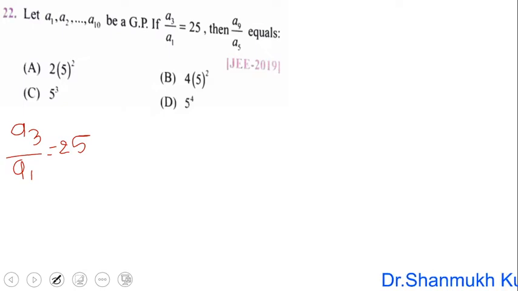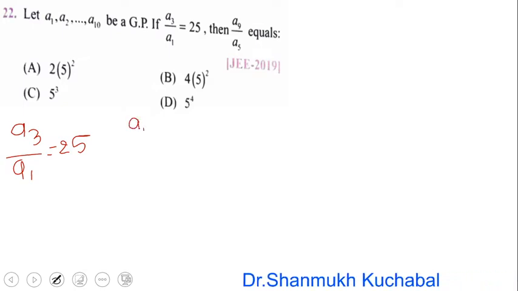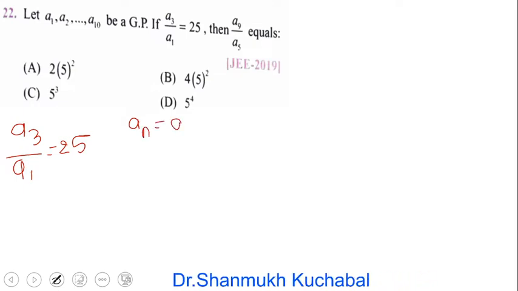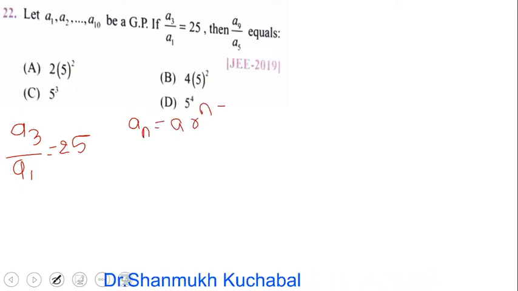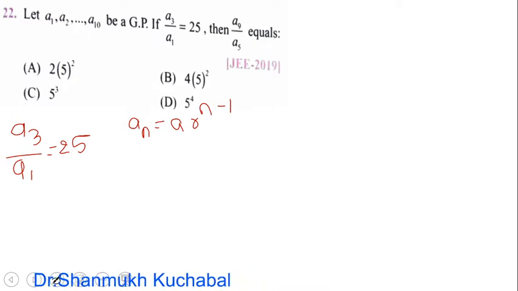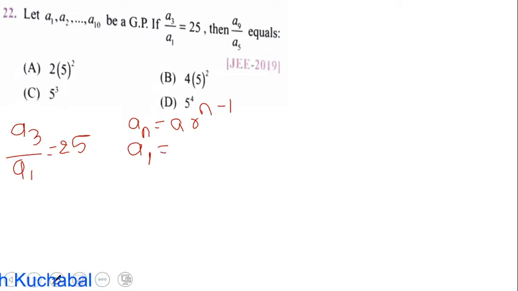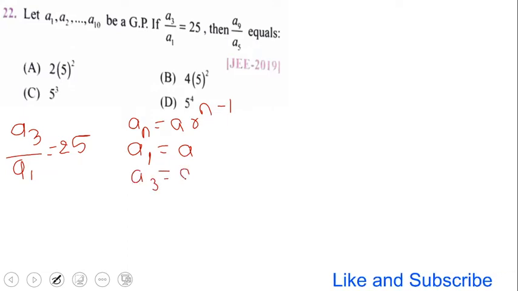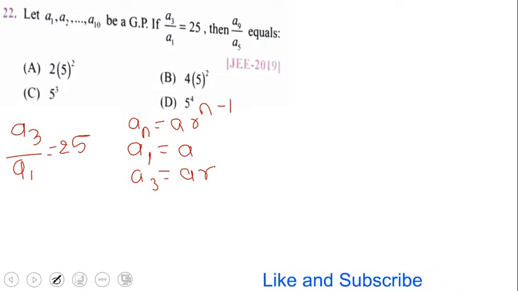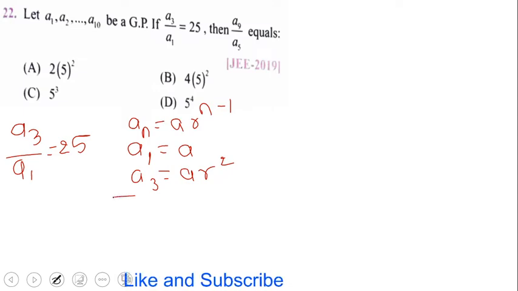Along with this, it is in a geometric progression. So the formula for the geometric progression is a_n = a r^(n-1). Now we should write a1 and a3. For n = 1, a1 becomes a r^(1-1), and r^0 is 1, so a1 = a. Similarly, a3 = a r^(3-1) = a r^2. Next we will substitute in this equation.